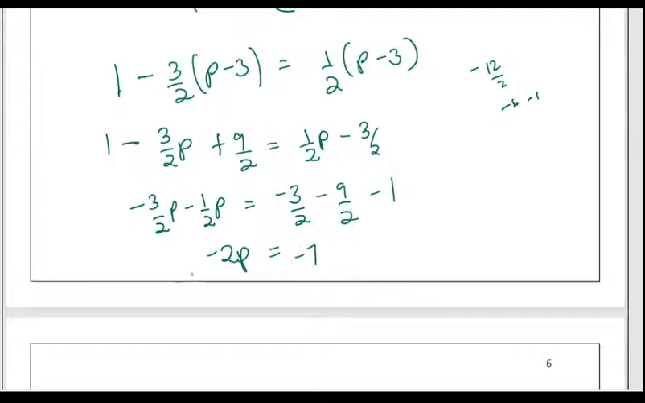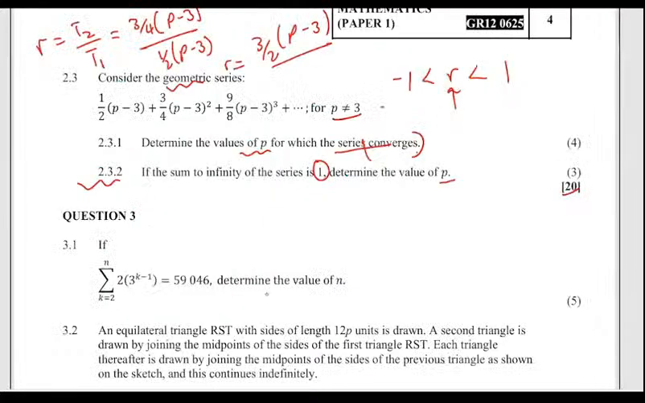Divide both sides by negative 2, meaning that our p is 7 over 2. This is what I'm getting. Guys, please advise me whether I'm doing the wrong thing or the right thing. So that's what I get for 2.3.2. And if I assume that all my answers are correct, then I already have 50 marks.